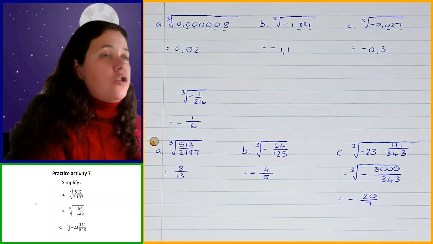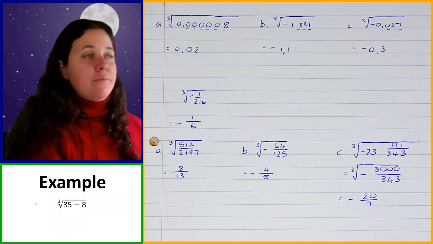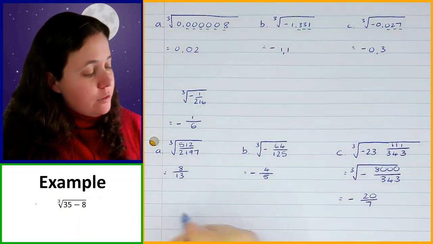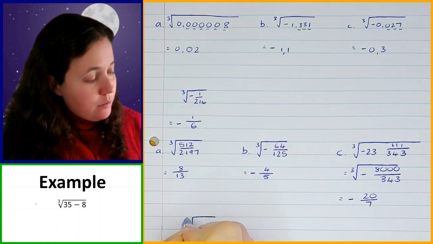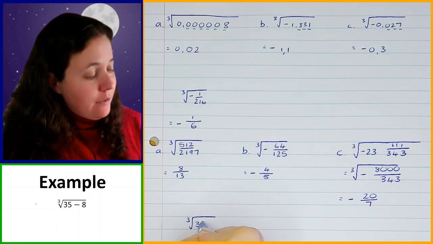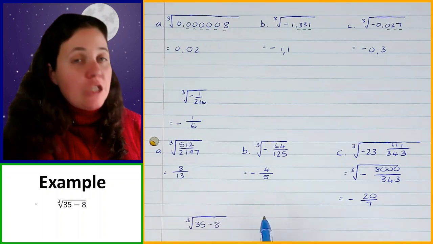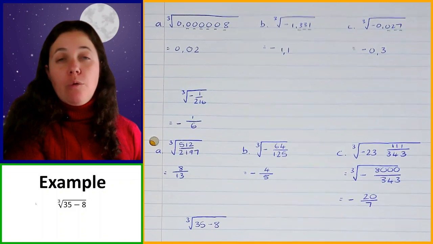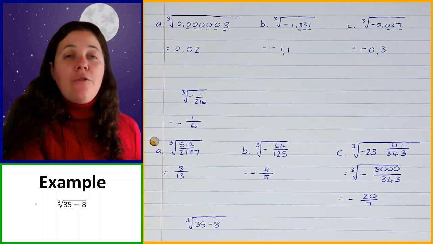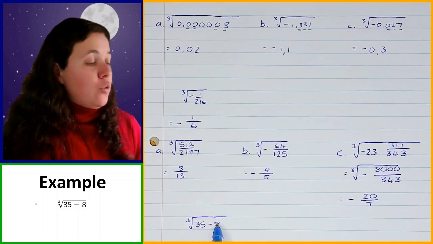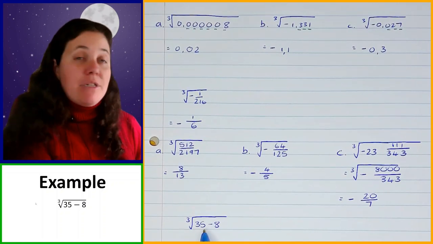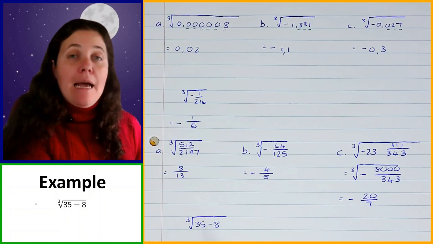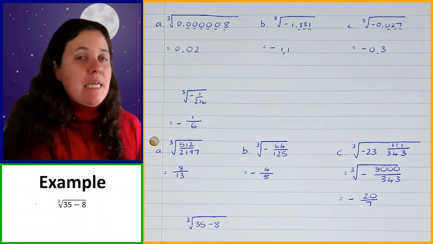Now we're going to go on to an example where we've got subtraction inside our root sign. So we've got the cube root of 35 minus 8. Okay, now just like we were doing when we were working with brackets earlier, when we were working with cubes, when you have a cube root, you have to work out what's inside there first, if it's addition or subtraction, because a root sign acts as brackets. It means the same thing as if you had brackets.